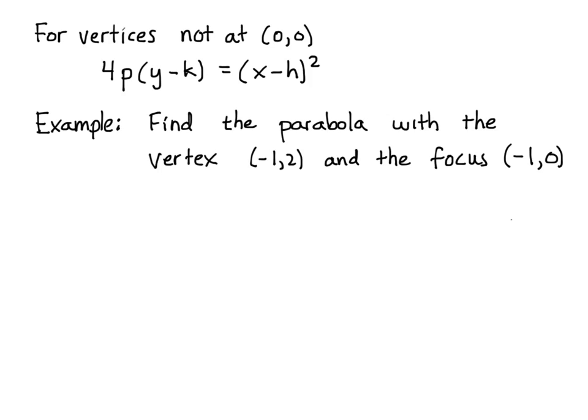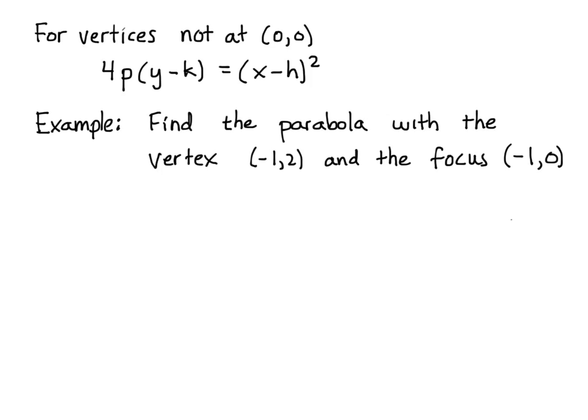The focus is going to be at, so we'll call this V for the vertex, the focus is going to be at negative 1, 0. I'll put an F for that. So what's the value of p going to be here? Anybody? It would be a negative because of running down.